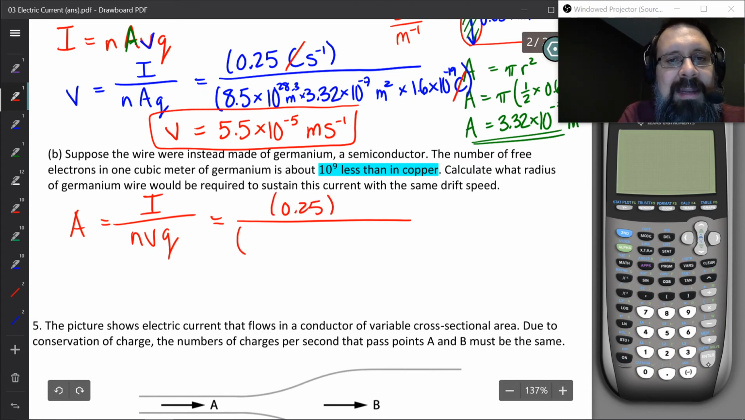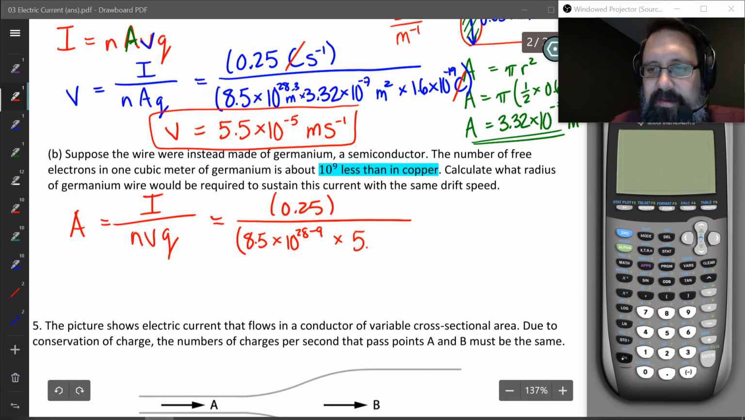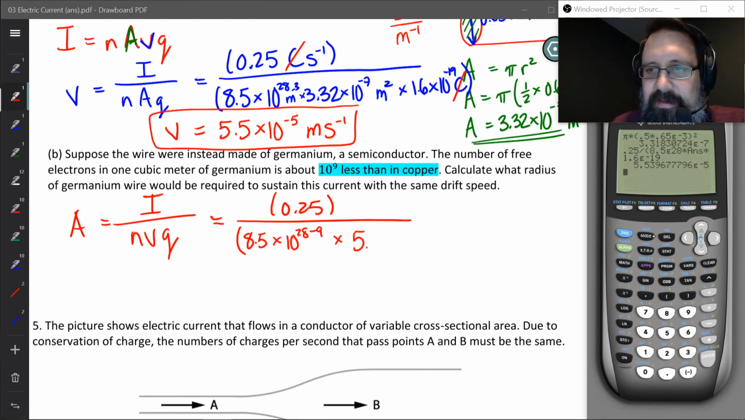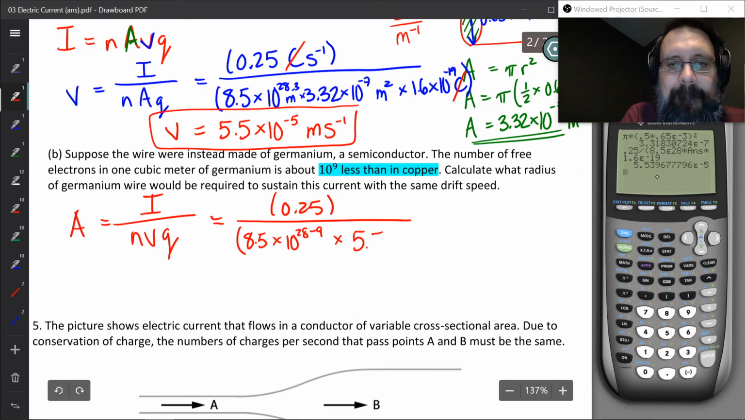But now the n is going to be less. So instead of 8.5 times 10 to the 28, we're going to have to subtract 9 from that exponent. And multiply by the drift velocity we just found, which was 5.54 times 10 to the negative something. And then the same charge of electrons, which is 1.6 times 10 to the negative 19.